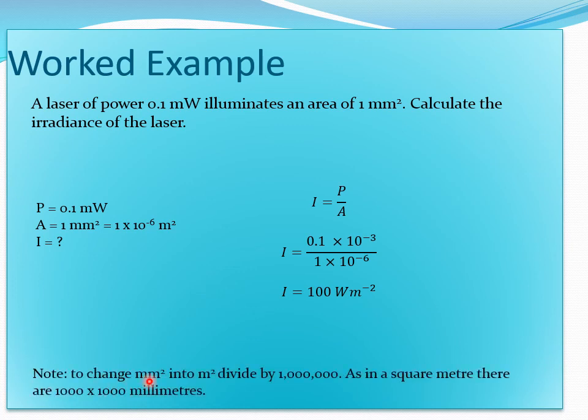Now, to change millimeter squared into meter squared, divide by a million. You divide by a million because a square meter is 100 centimeters by 100 centimeters, or 1,000 millimeters by 1,000 millimeters. So 1,000 times 1,000 is a million. So that's why you divide by a million, because there are a million square millimeters in a square meter.